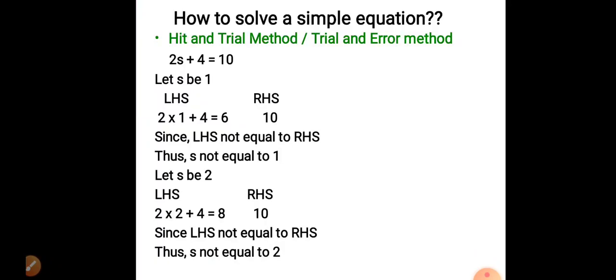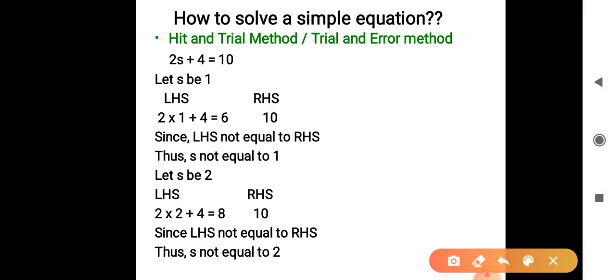Now, like we have discussed earlier, before we directly go into solving a simple equation, we have to go through a method called hit and trial method or trial and error method. The reason being, this method will tell us why it is important to know how to solve a simple equation. Okay, so for this I have taken an example here. As you can see, 2s + 4 = 10.